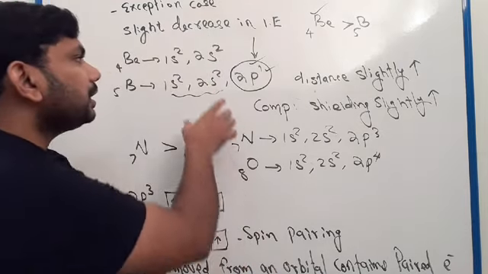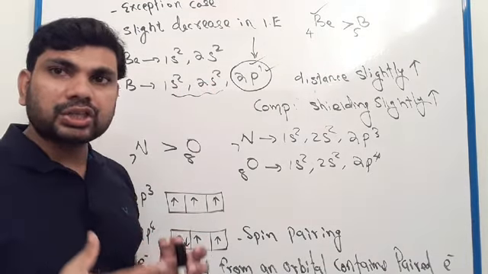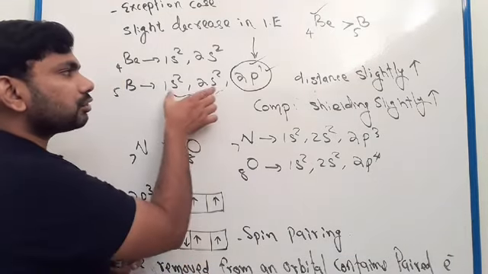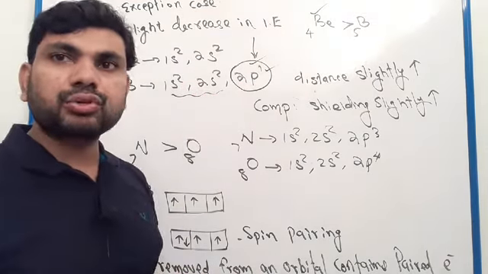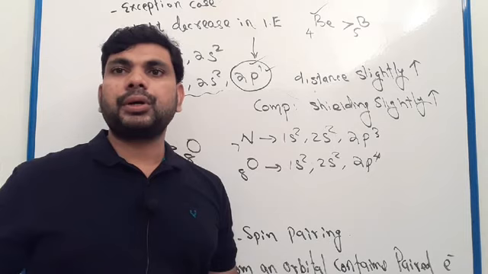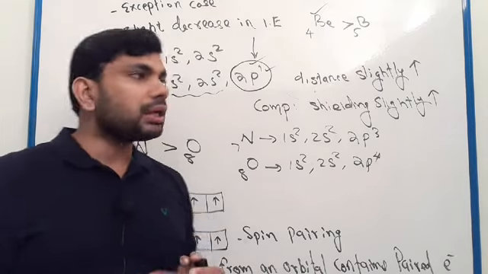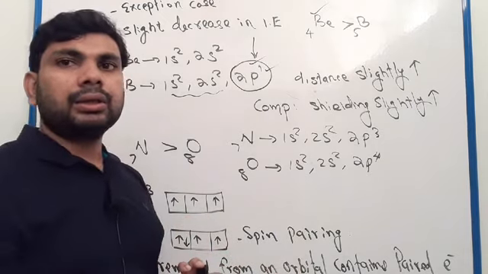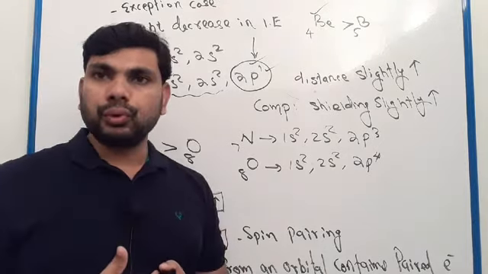Also, inner shell electrons are there, and these inner shell electrons cause inter-electronic repulsion. In each orbital the electrons have negative charge, so there will be inter-electronic repulsion. Because of this inter-electronic repulsion, the outer shell electron tries to stay maximum apart, slightly, not a big difference, slightly apart from the nucleus.